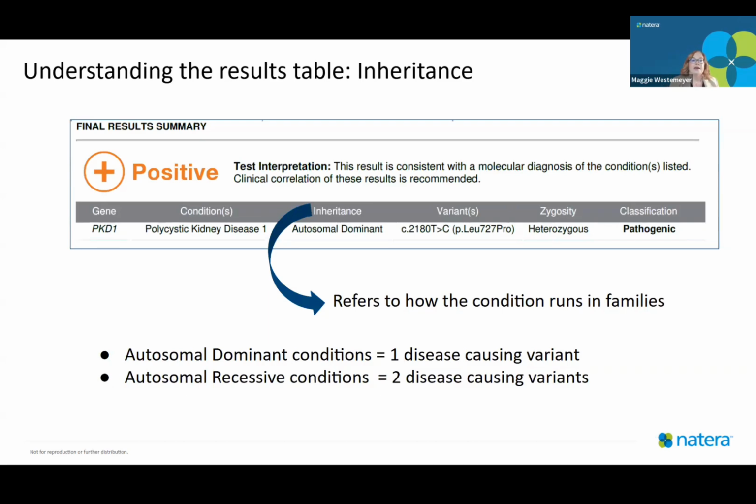And then next on a positive report, you'll see the inheritance column, and that column refers to the inheritance pattern of the condition, so meaning how that condition runs in families. And you may see inheritance patterns on Renasight that include autosomal dominant, autosomal recessive, conditions that have both dominant and recessive inheritance, or X-linked inheritance. And so, of course, with autosomal dominant inheritance, that requires an individual to have one pathogenic or likely pathogenic variant identified on the test. And with recessive conditions, 2 copies of a variant in the gene to be present. And I'm going to take you through in the next slide some of the more complicated inheritance patterns that some of the terminology may not be quite so familiar.